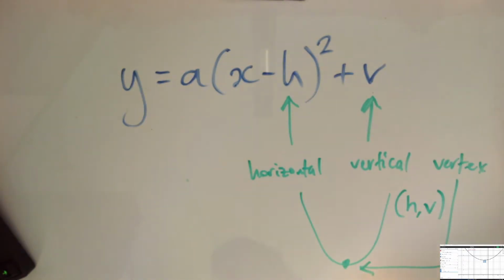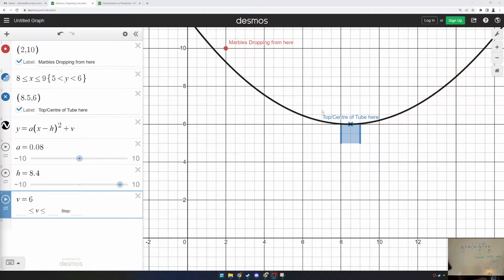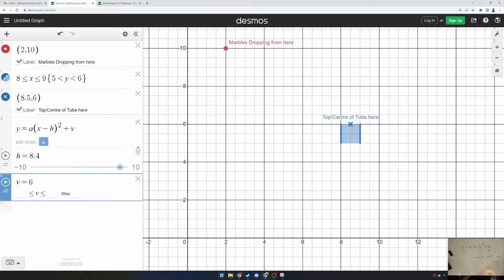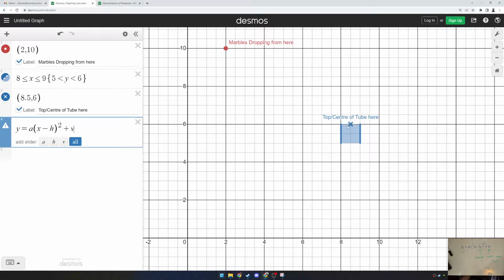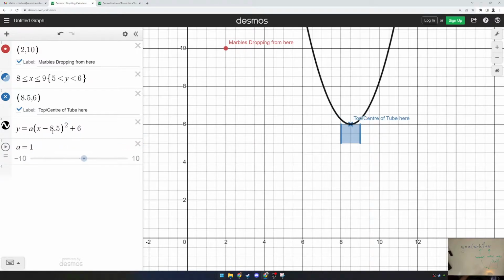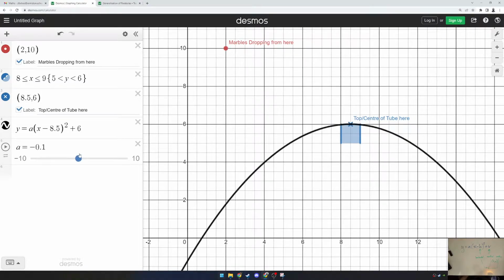So we're going to go back to Desmos, and think, well, where do we want the vertex to be? I can get rid of these sliders altogether, because I now know that the top center of my tube is right here at the coordinate (8.5, 6). So I can say that 8.5 is going to be my horizontal shift, and I could write about that as one of the features of my graph, and then 6 is going to be my vertical shift, so I can just put that in there. So now we only have one thing that we need to work out. We've got one unknown now, and that is our scale factor.